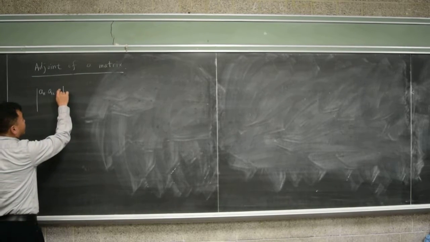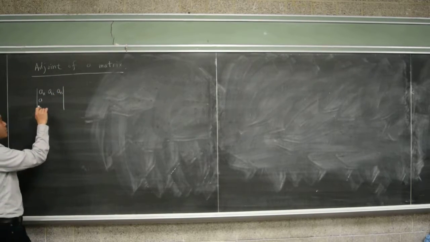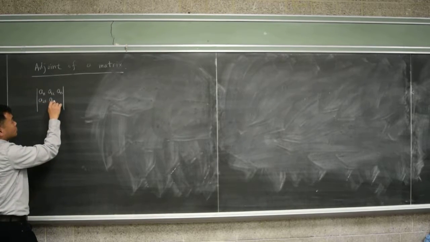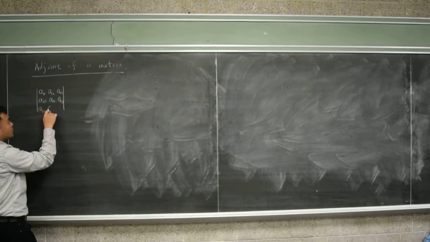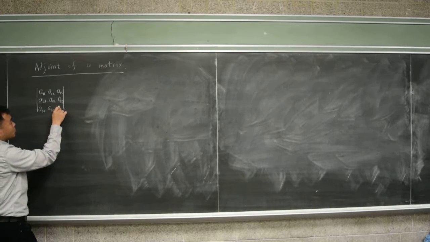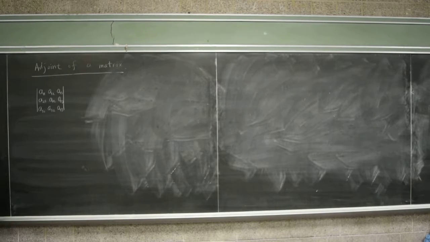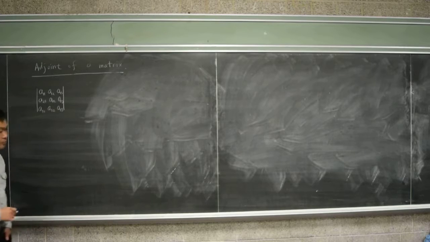And then you have A1,3. What would this be called then? A2,1. And then A2,2, A2,3, then A3,1, A3,2, A3,3. So that's the standard way elements of a matrix are addressed.